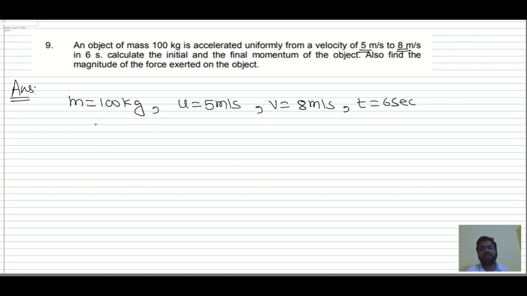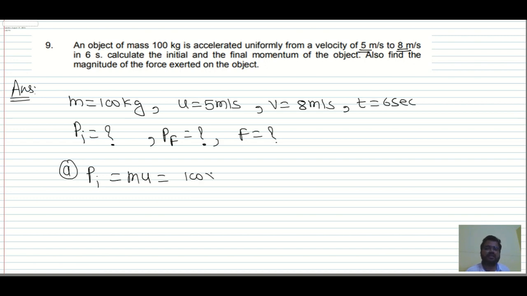Calculate initial and final momentum. What is the initial momentum? What is the final momentum? And we want what is the force. So it's very simple. Initial momentum is equal to mass times initial velocity, and that is equal to mass 100 into initial velocity 5, so it will become 500 kg meter per second.